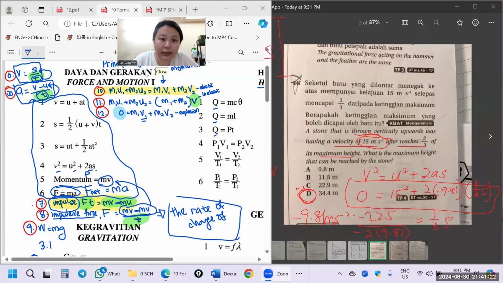Wait, so teacher, the acceleration of gravity is negative because of log going up. Always going up. The G always going down. Okay, always going down. So this is 2/3 of height. So if the U here is 15 meters per second, when I reach the top, V should be 0. So here is 1/3 lah.